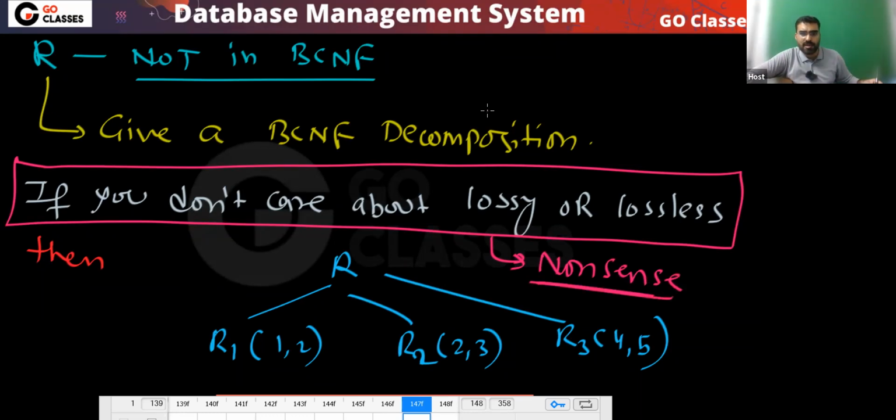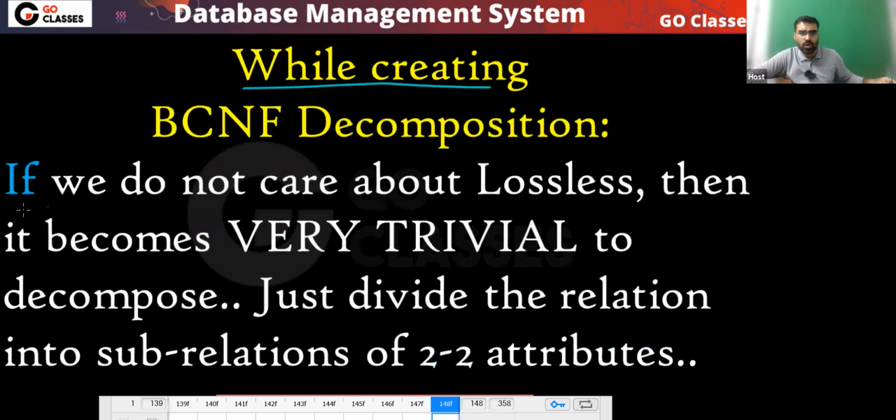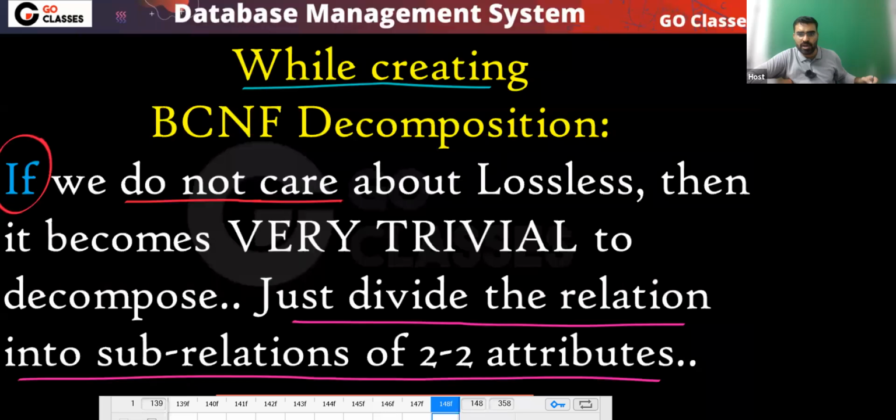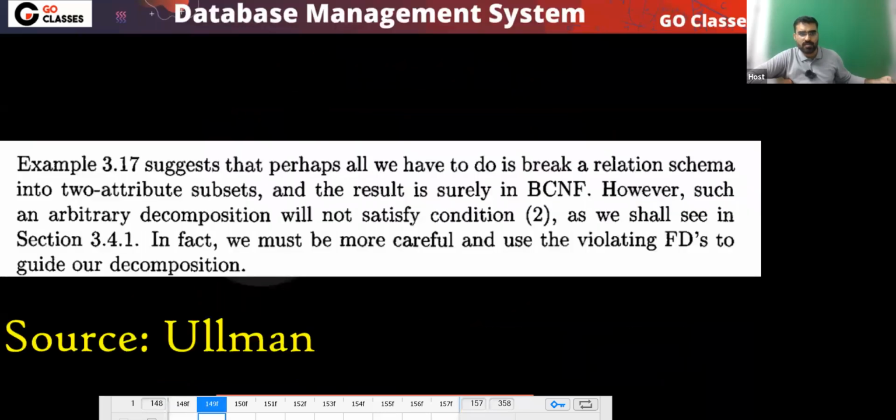Is this clear? Please tell me. So this will become a nonsense question if you don't care about lossy or lossless. So you can notice, very simply, that if we do not care about lossless or lossy, then it will become a very trivial question, because what you will do is just divide the relation into sub-relations of two attributes. And this is given in the Ullman book also. In Ullman, you can notice that basically all you have to do is break down the relation into two attributes, and the result is surely in BCNF.